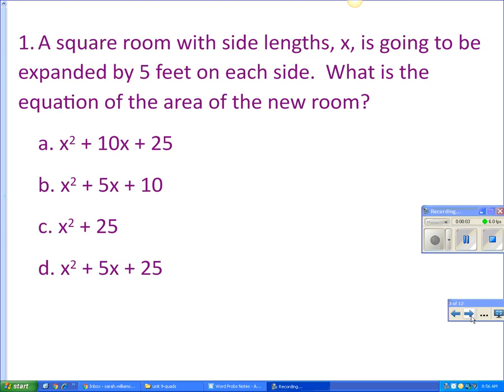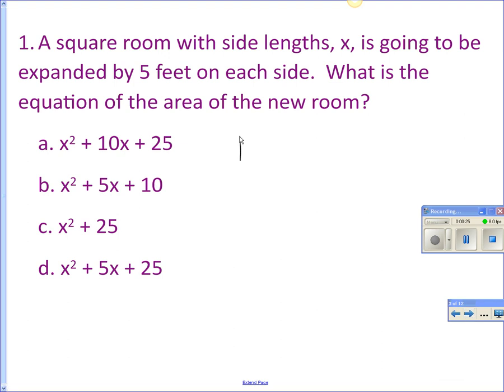Number 1, a square room with side lengths x is going to be expanded by 5 feet on each side. What is the equation of the area of the new room? Okay, what do you think would be helpful to do on this one? Draw a square. Good, Chase. Thank you. So let's draw a square. Says we have a square room, so it'd be helpful to draw a square.